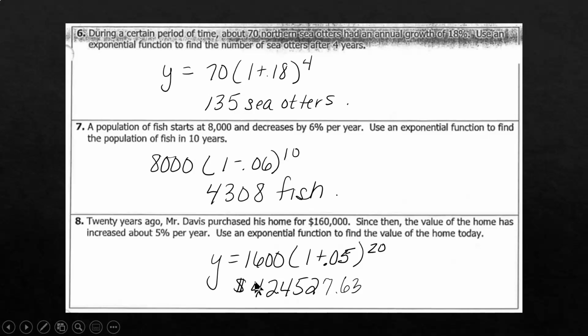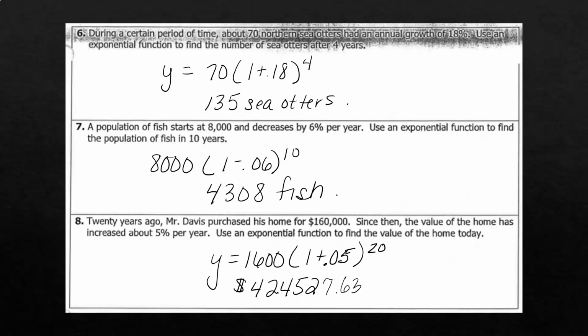Number 6. This is exponential growth. So y equals 70 times the quantity of 1 plus 1/800, all to the 4th power. When you actually simplify that, it's about 135 sea otters. Number 7, 8,000 times the quantity of 1 minus 1/600 to the 10th power gives you about 4,308 fish.